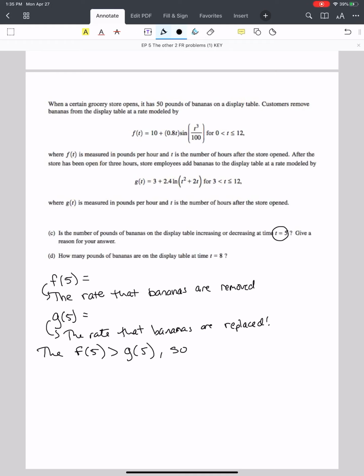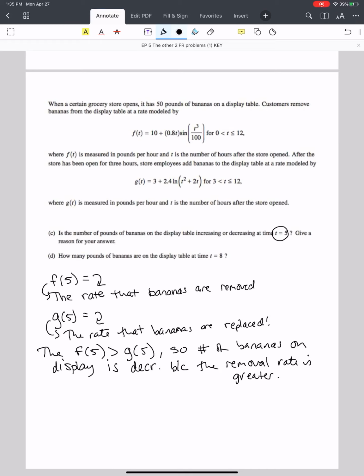So give the number of bananas on display, increasing or decreasing. The number of bananas on display is decreasing because the removal rate is greater. Okay? And if you explain these, it's pretty thorough. I couldn't put the number in because I have to go back and forth. It's kind of annoying. All right, so anyway, that was C.